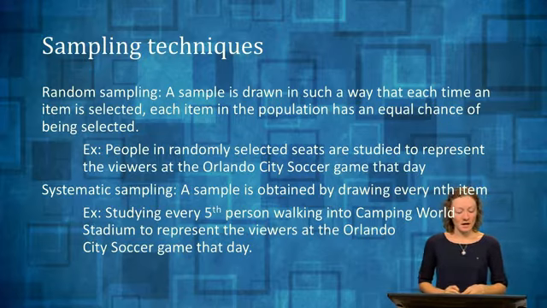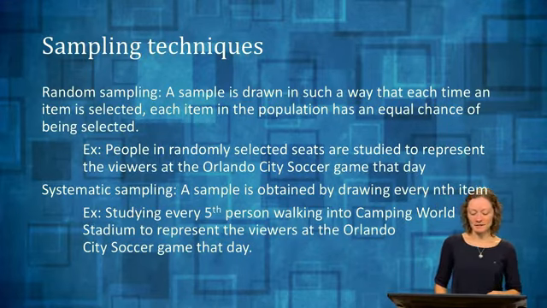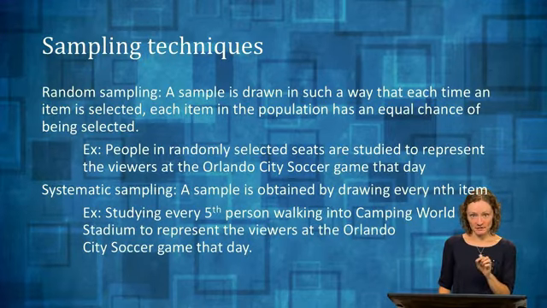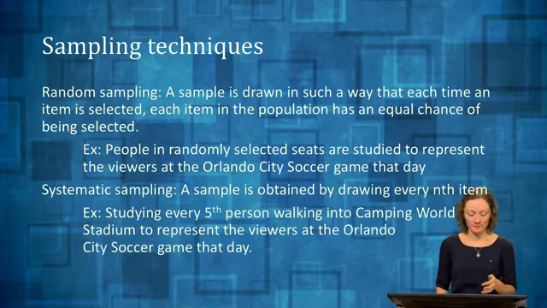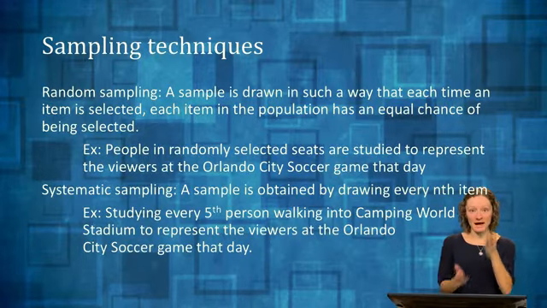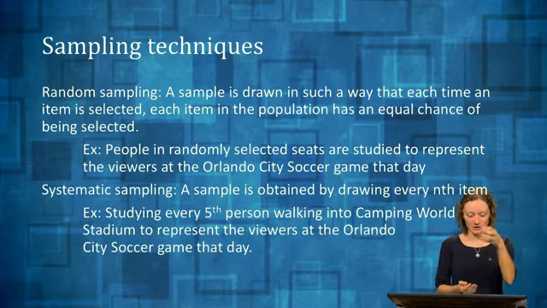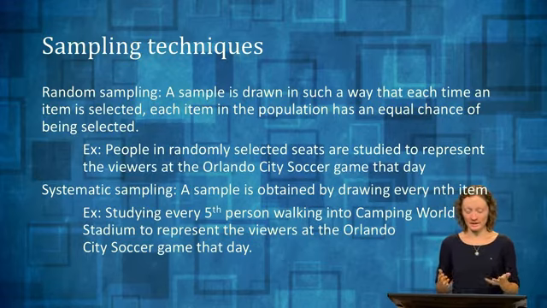Another type of sampling would be systematic sampling. In systematic sampling, a sample is obtained by drawing every nth item. Nth specifically just means whatever number you want to place there. So in this example, studying every fifth person walking into Camping World Stadium to represent the viewers at the Orlando City soccer game that day. It could be every 100th, could be every 50th, any number can get placed in there, but it's systematic if you are systematically counting and taking every certain person to collect data from.